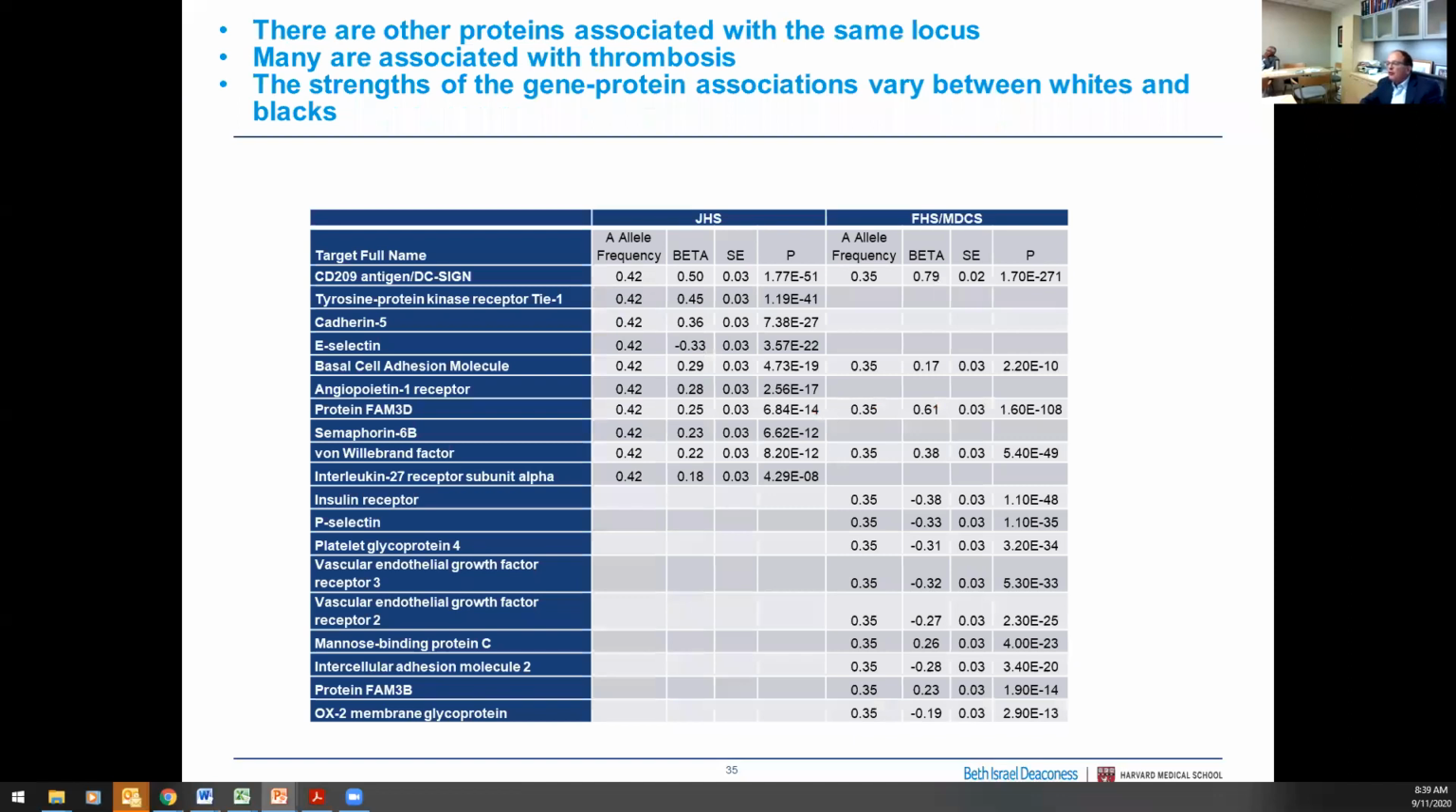These are a bunch of other proteins that are associated. I showed you a bunch of dots when we zoomed in. I'm just going to summarize these proteins by saying three things. Number one is there are other proteins associated with the same locus, okay? Many of those proteins are associated with thrombosis. And the strengths of the gene-protein associations vary between whites and blacks. And we think that that's fascinating as well, okay?